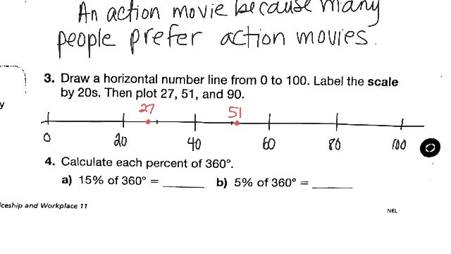And the last one's 90, so I'm thinking 90 is about here. So I'm going to plot 90 right there. And again, this is all about estimation, as long as it looks reasonable.